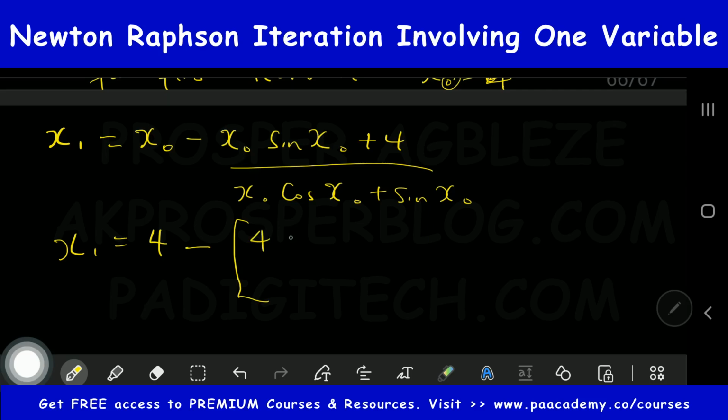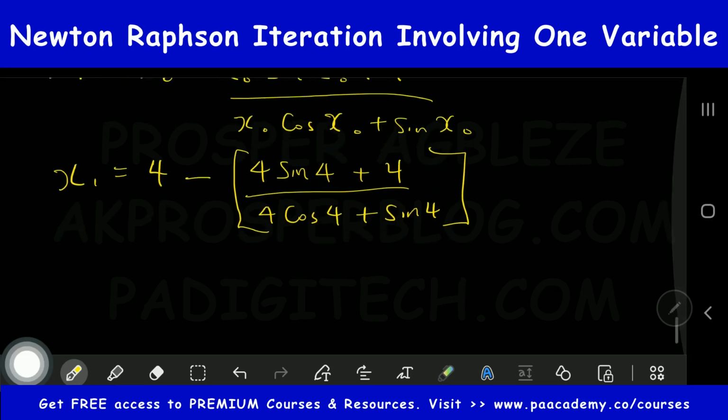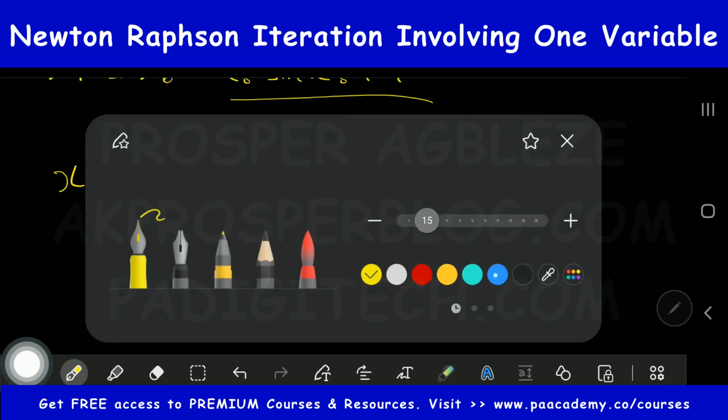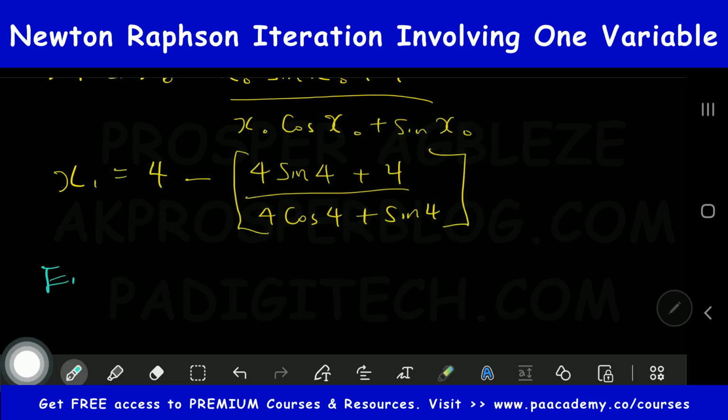So that will be 4 minus, with x naught being 4, 4 sine 4 plus 4 over 4 cos 4 plus sine 4. Now, if you are using a calculator to calculate this, ensure that your calculator is in radian, not degree. Let me write it here so that you can always remember: ensure your calculator is set to radian, not degree. Degree on the calculator is DEG.